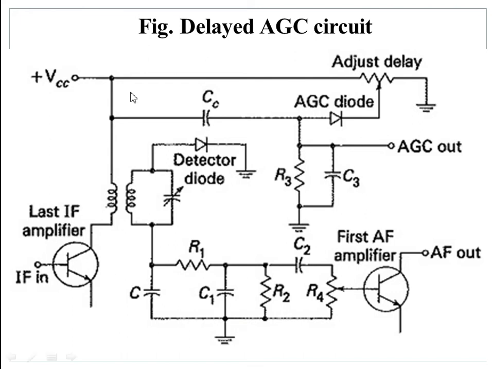This is the block diagram of delayed AGC. If you observe here, we have two detector stages. One is the detector diode, another is the AGC diode. This AGC diode is connected to plus VCC. The plus VCC is connected to the cathode of the AGC diode. This is to perform the delayed operation. These two diodes are connected to different coils, or in some cases these two are connected to the same coil also.